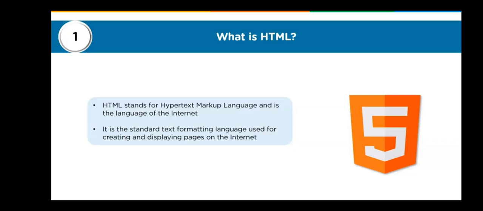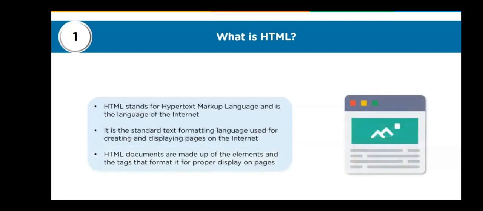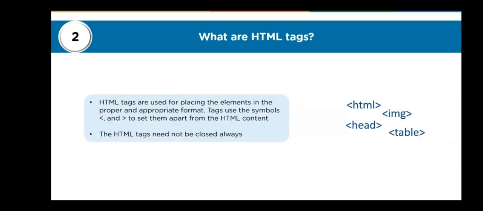So we have our next question now. What are HTML tags? So the answer for this question is HTML tags are used for placing the elements in a proper and appropriate format. Tags use the symbols greater than and less than to set them apart from the HTML content. The HTML tags need not always be closed. For example, in case of images, the closing tag is not required for an image tag.